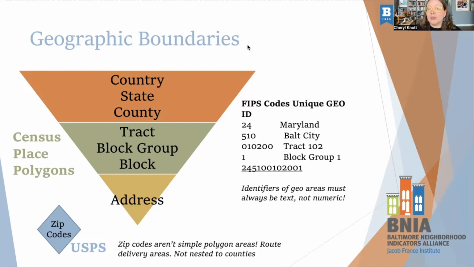So really quickly, I want to make mention of zip codes. Zip codes are actually not polygons. Zip codes are not clear-cut geographic boundaries. Zip codes cross multiple jurisdictions, so they are not specific. They do not nest perfectly within counties. In the city of Baltimore, we have some zip codes that extend out into Baltimore County. Likewise, we have some predominant Baltimore County zip codes that extend into Baltimore City.